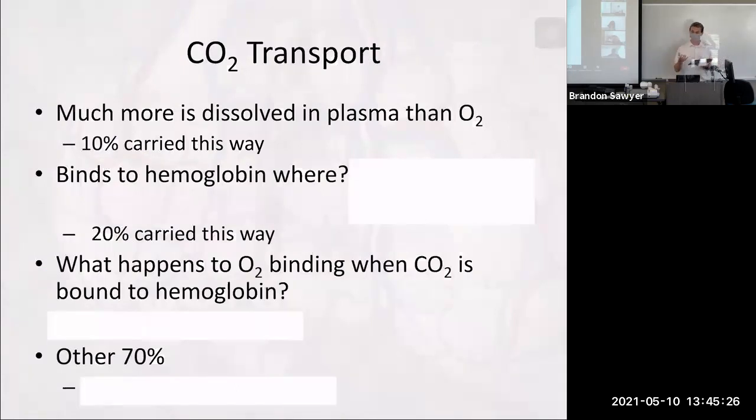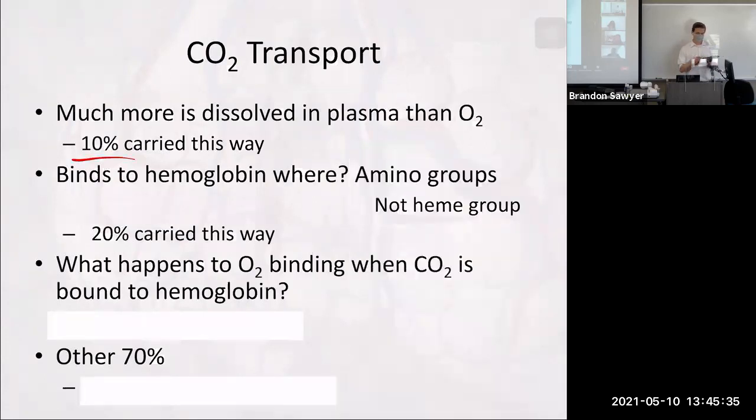Okay, so CO2 transport. Much more of it is dissolved in the plasma than we do with oxygen, so about 10% is carried that way. It can also bind to hemoglobin. It binds in a slightly different place than where the oxygen binds, but it can also be carried by hemoglobin. That's only about 20%, so that takes us up to about 30% of our CO2 being carried by those two methods.